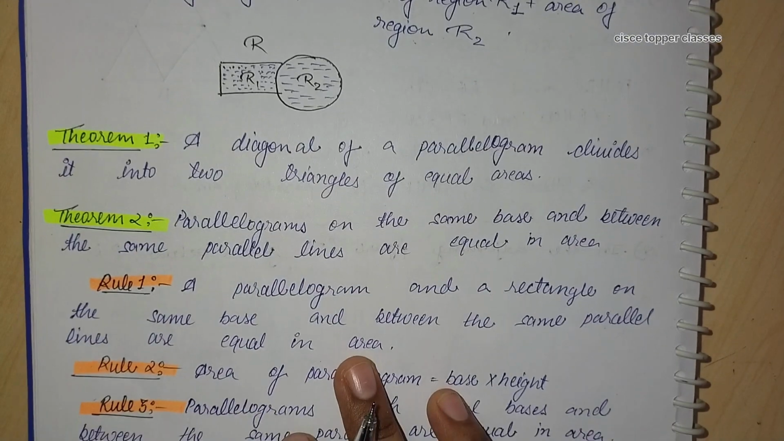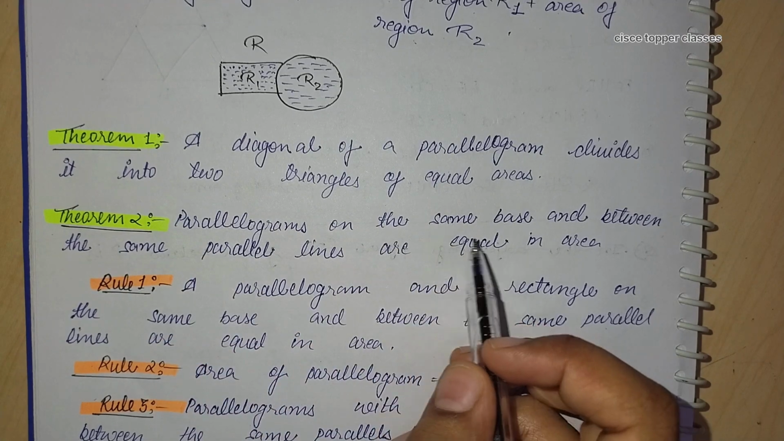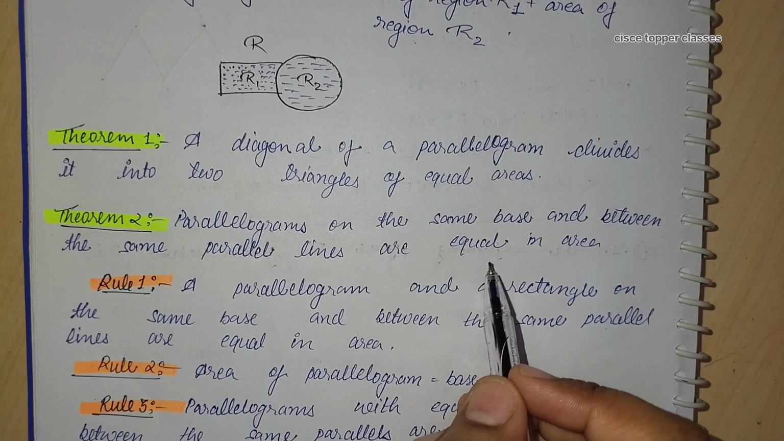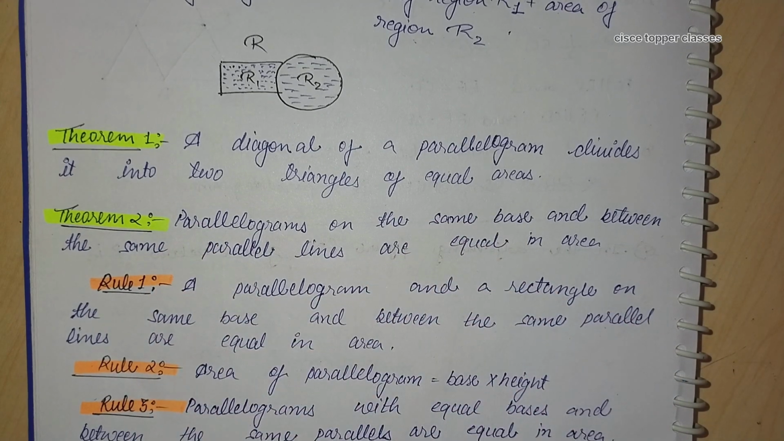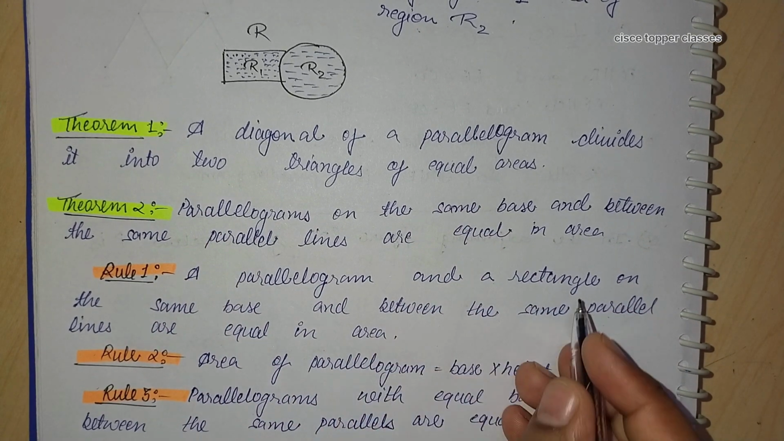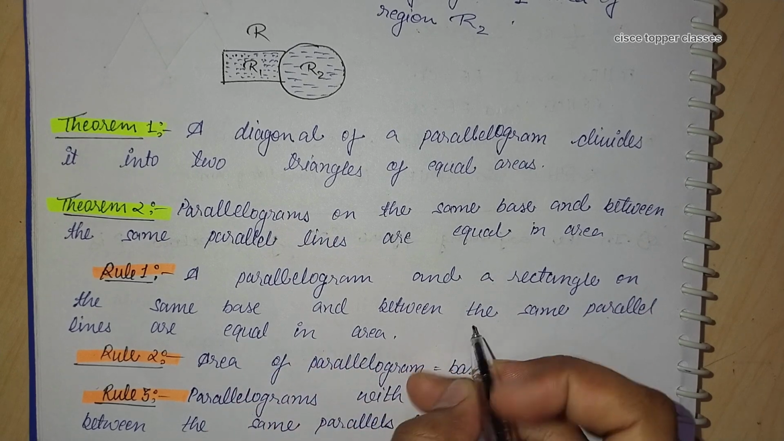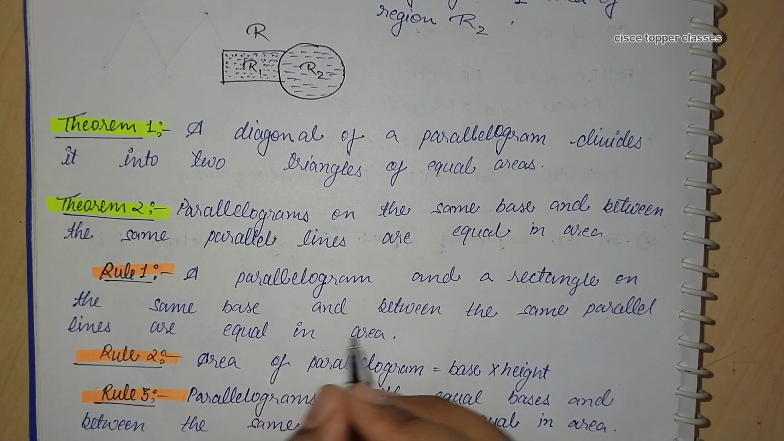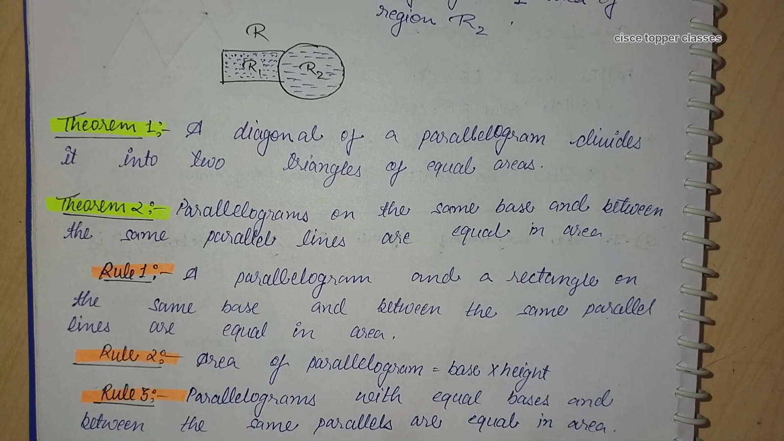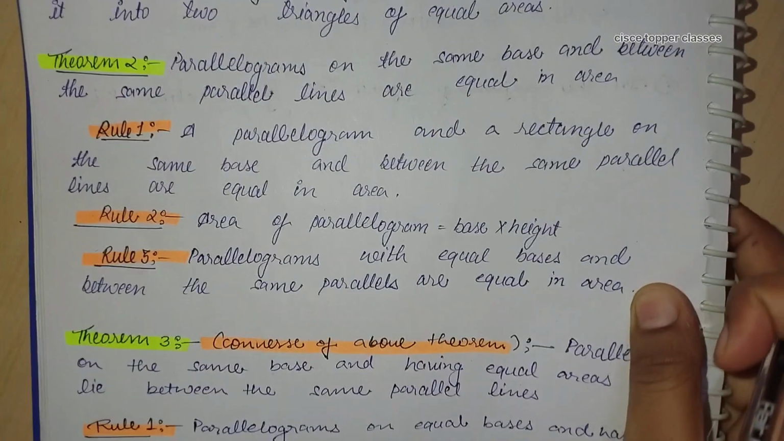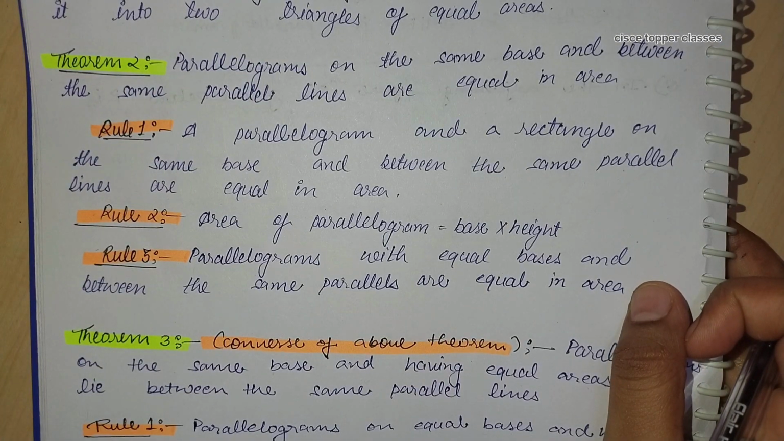Again, we have theorem 2. Parallelograms on the same base and between the same parallel lines are equal in area, and according to that we have concluded three rules. Rule 1: a parallelogram and a rectangle on the same base and between the same parallel lines are equal in area. The second rule: area of a parallelogram is equal to base into height. Third: parallelograms with equal bases and between the same parallel lines are equal in area. So these are the three rules based on theorem 2.